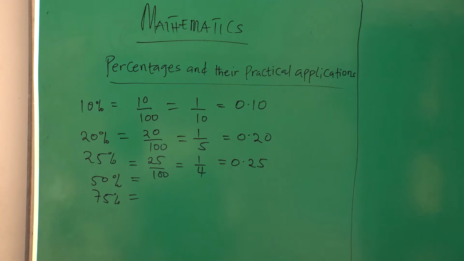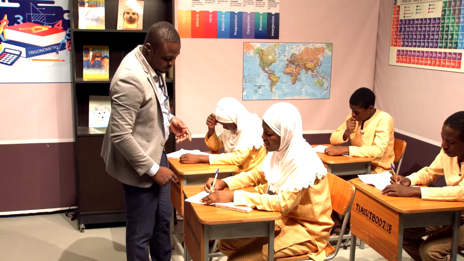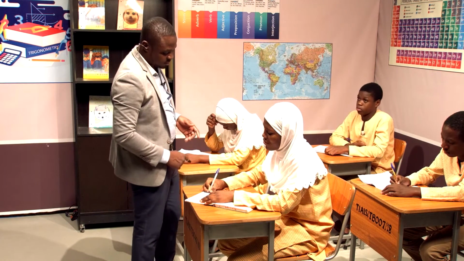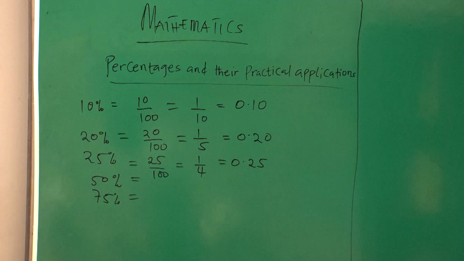This 50 over 100. So how many times? 2 times. So the decimal fraction will be what? 0.50. That's good. Razak, is your pen well? Yes. Okay. All right. That's good. Very good.